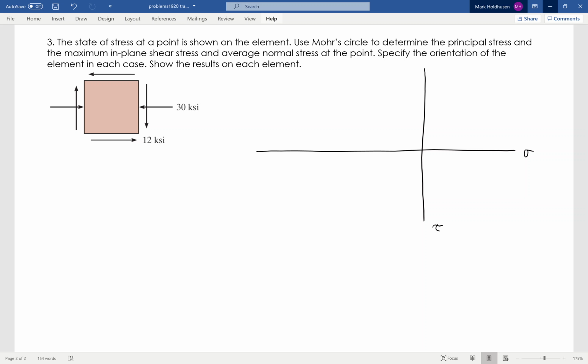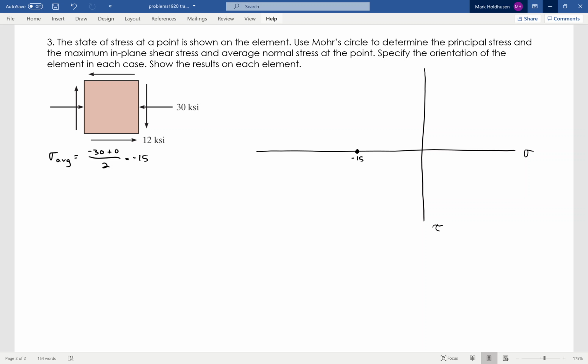Okay, now we need to find the center of the circle, and the center of the circle is given by sigma average, which is just going to be -30, plus 0. Again, that's because I've got in one direction -30, the other direction is 0, and that gives me -15. So the center of this is right here at -15.